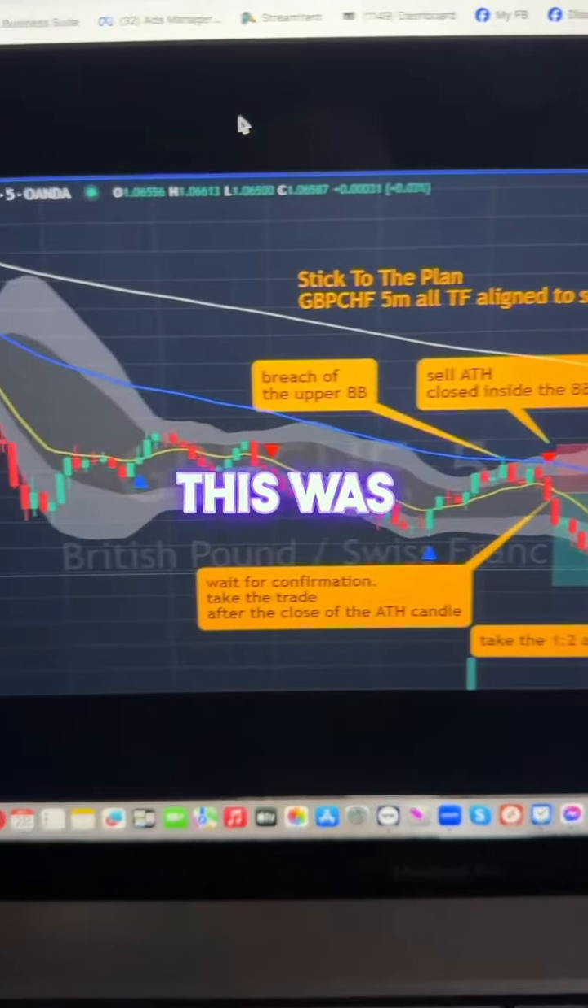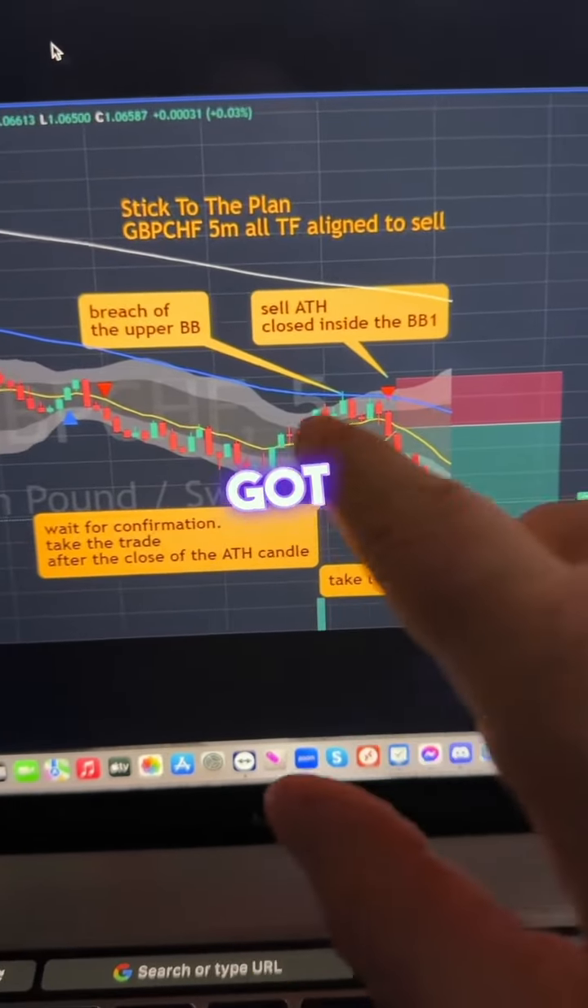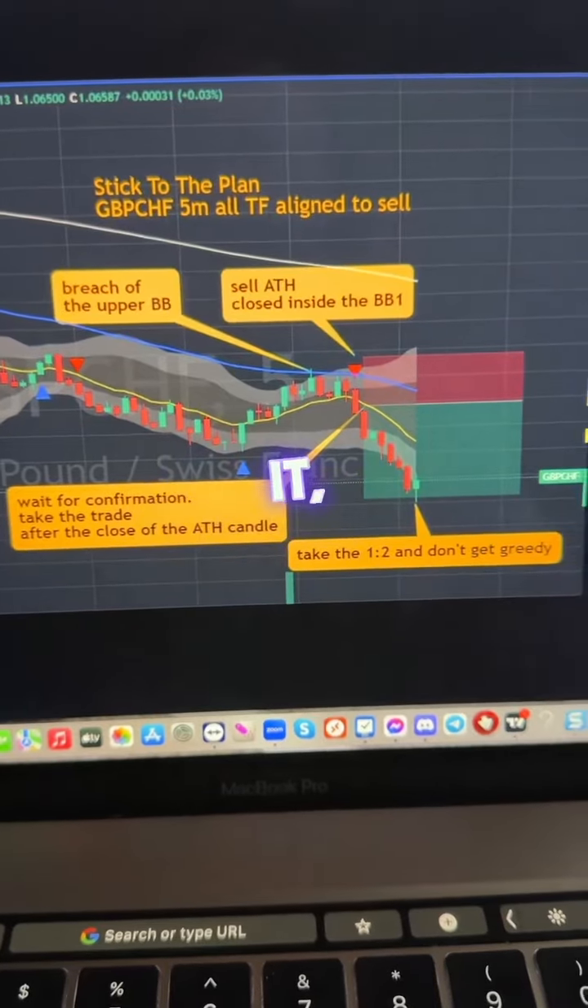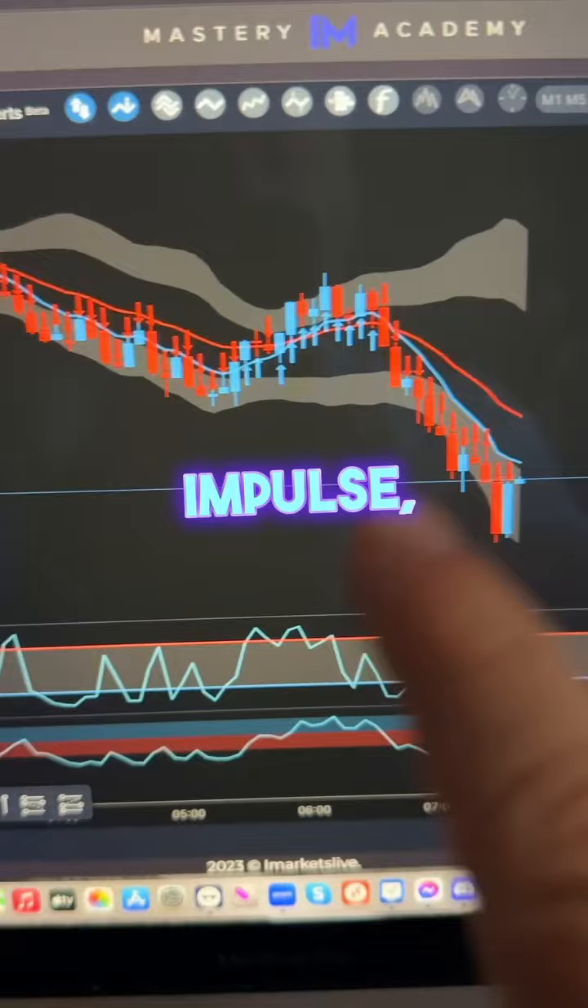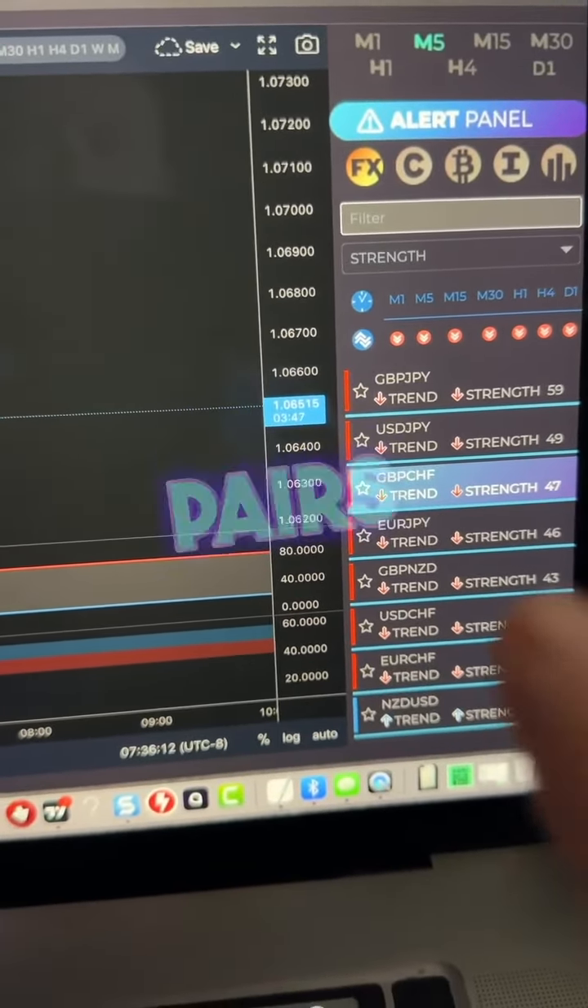So I wanted to show you this. This was posted by a member in the community, right? And a lot of people got in on this move. And just let me show you how they found it, right? I've done this a few times already, but the software here, Impulse, right, just makes it a lot easier to locate the pairs you need to be trading, right?